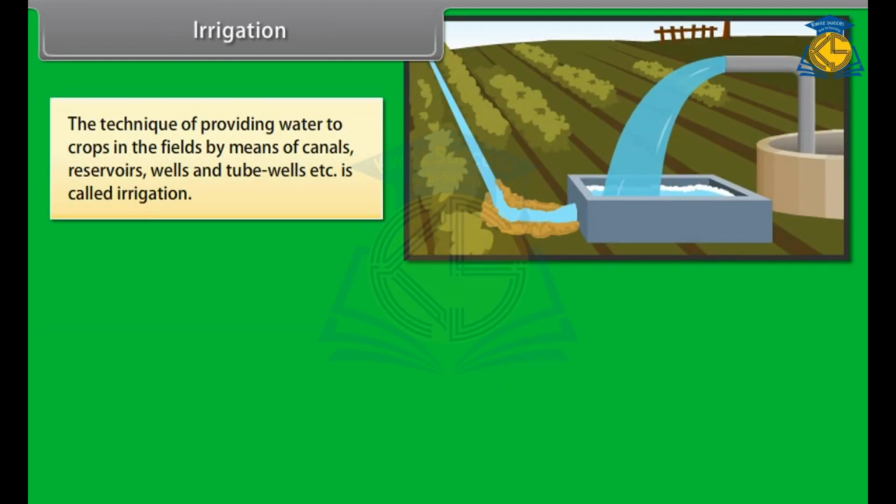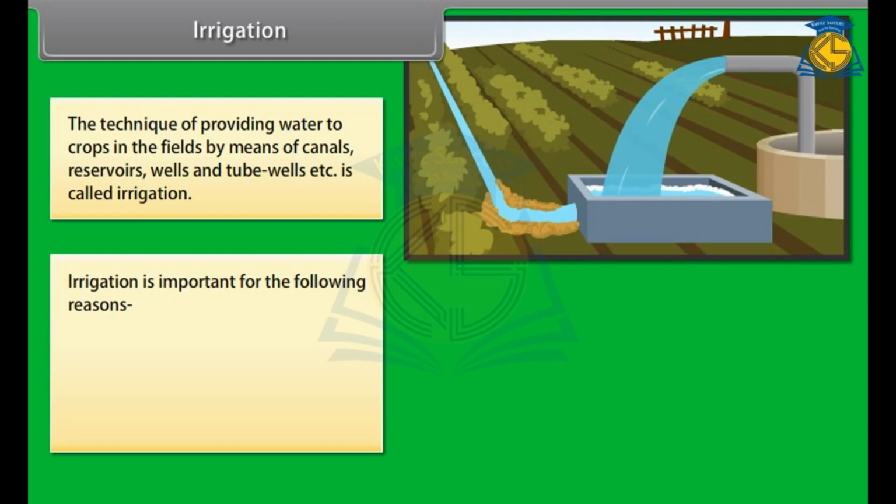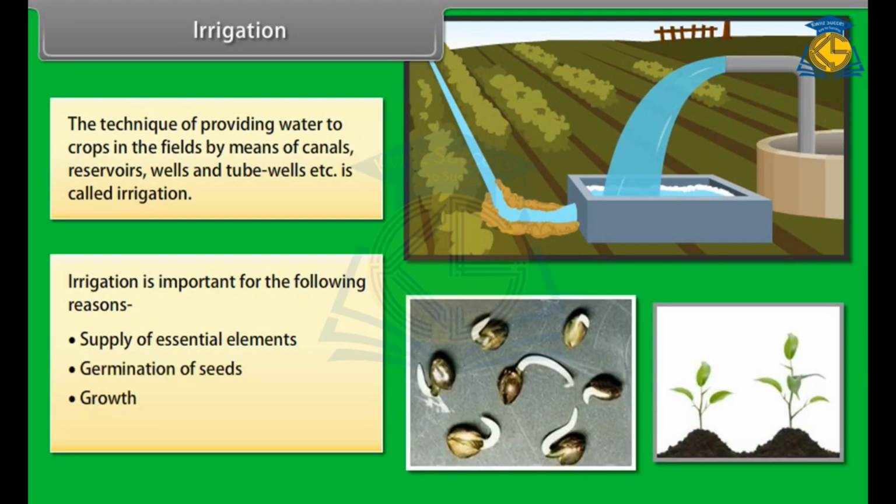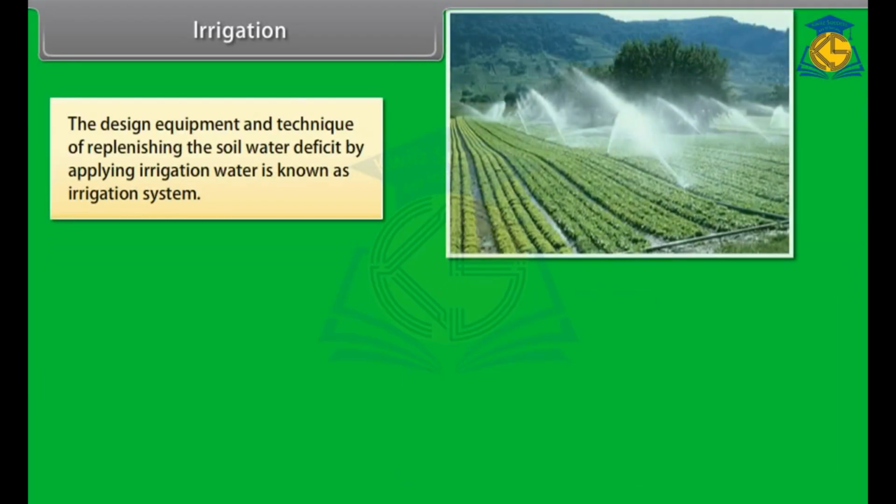Irrigation. The technique of providing water to crops in the fields by means of canals, reservoirs, wells and tube wells, etc. is called irrigation. Irrigation is important for the following reasons: supply of essential elements, germination of seeds, growth, absorption of nutrients. The design, equipment and technique of replenishing the soil water deficit by applying irrigation water is known as irrigation system.